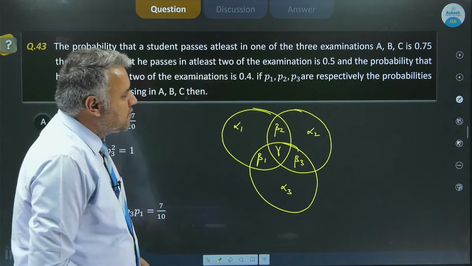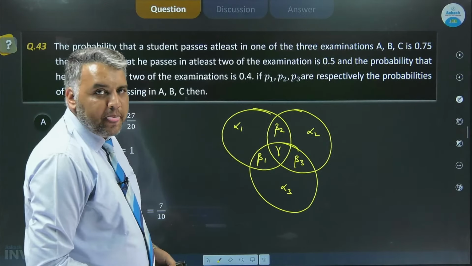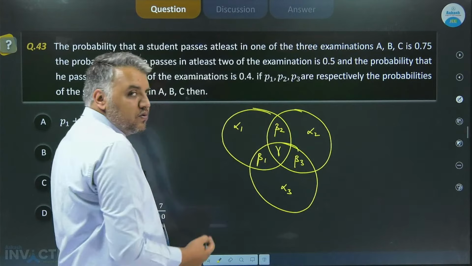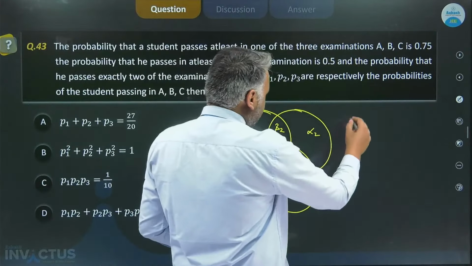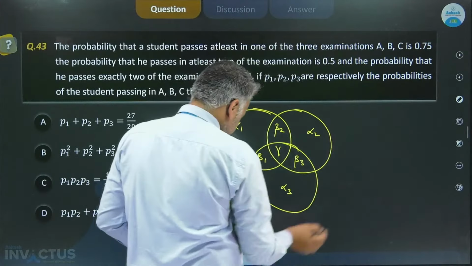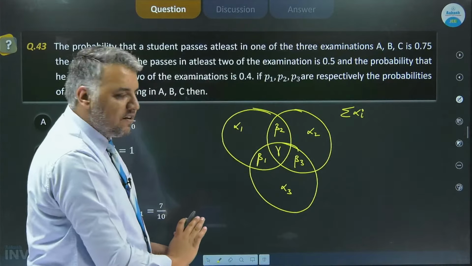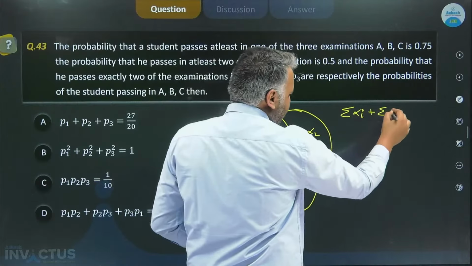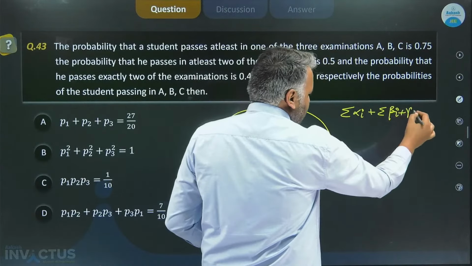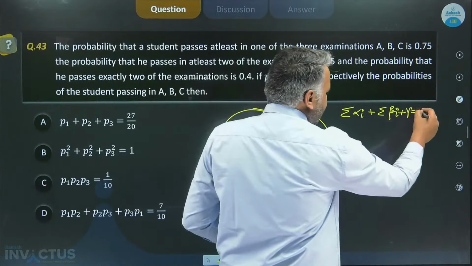Okay, now forming some equations. We are given that if he passes at least one of the three subjects, then the probability is 0.75, or you can say 3 by 4. So the sum of all these values is 0.75. To reduce some calculation, summation alpha I, that means alpha 1 plus alpha 2 plus alpha 3, plus summation beta I, that means beta 1 plus beta 2 plus beta 3, plus gamma. This is the probability that he passes at least one of these subjects, and this is given as 0.75.